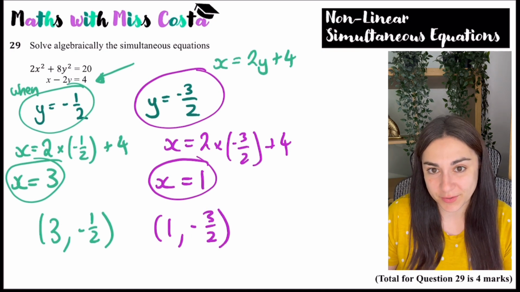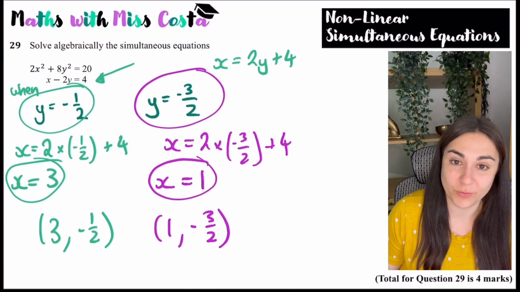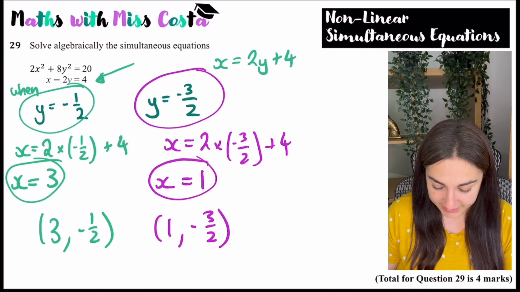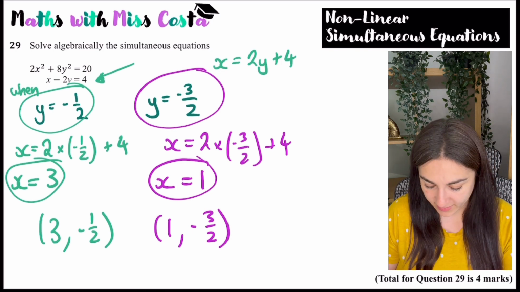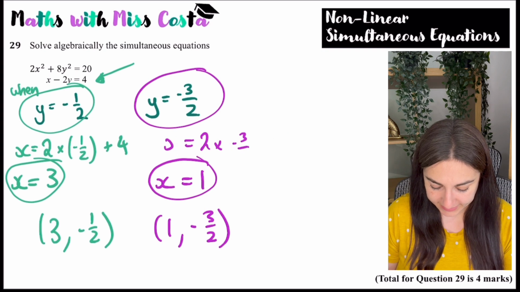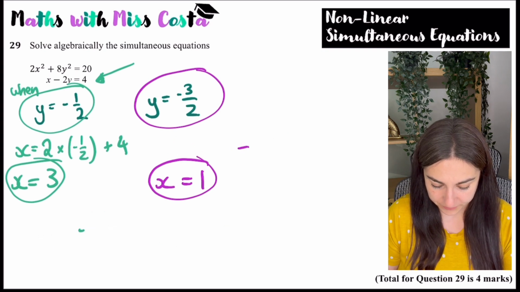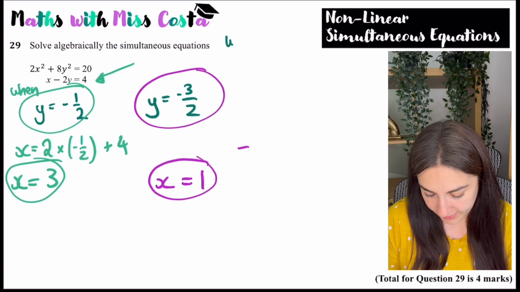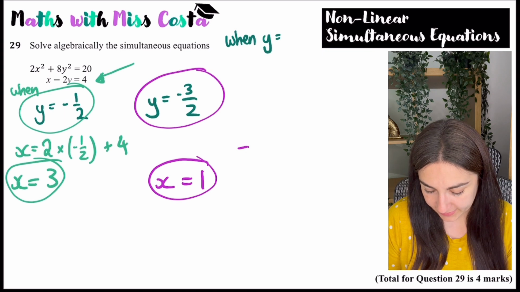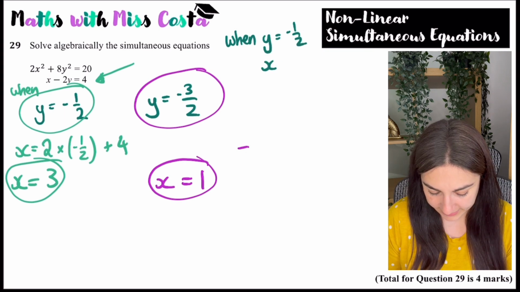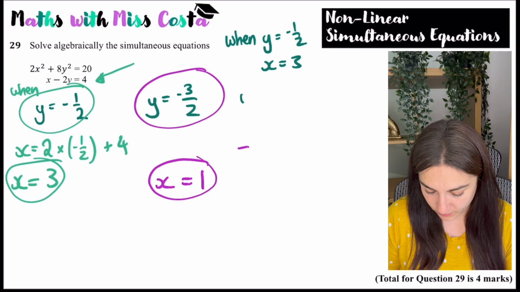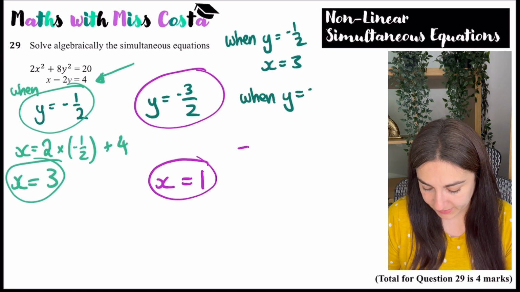But they haven't asked you for coordinates, and sometimes they take off marks if you write it as coordinates and they haven't asked you. So just make sure that you write it in a nice, clear way. A nice, clear way of showing it would be: when y is minus a half, x equals 3. When y is minus 3 over 2, x equals 1.